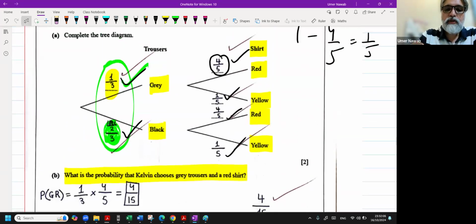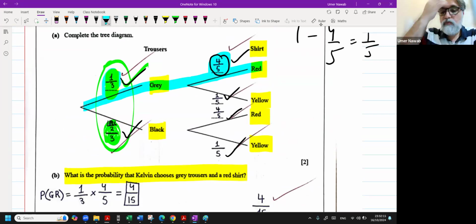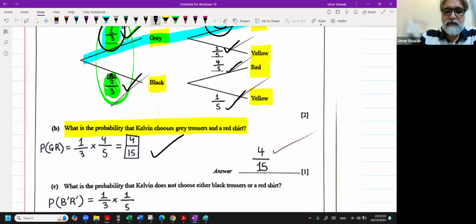So gray trouser, this is the gray trouser and a red shirt. So in probability, when you move along the branches, you have to multiply their probability. So 1 over 3 should be multiplied with 4 over 5. That's why when we multiply this, we get 4 over 15.